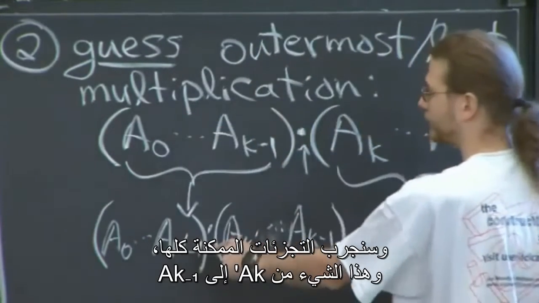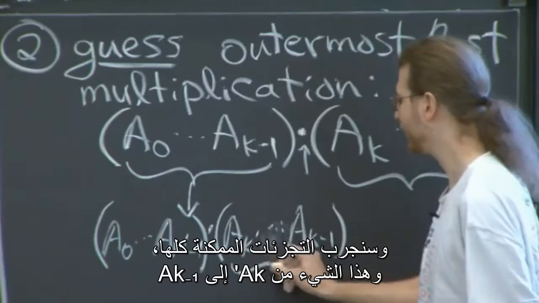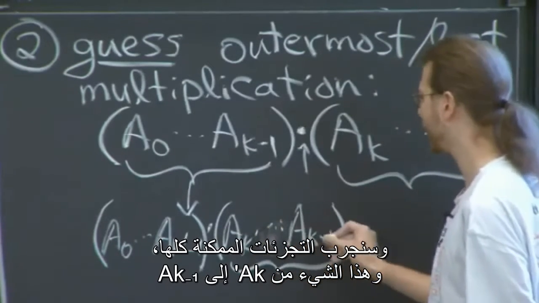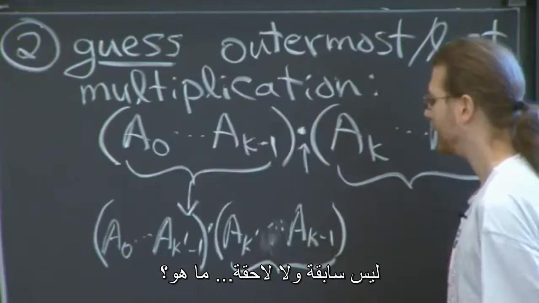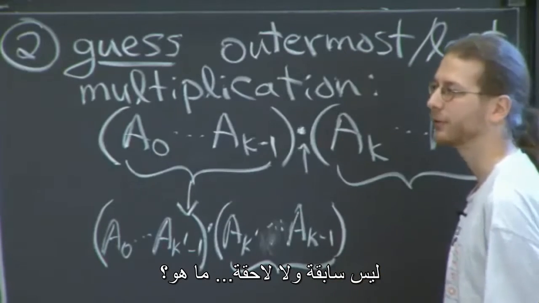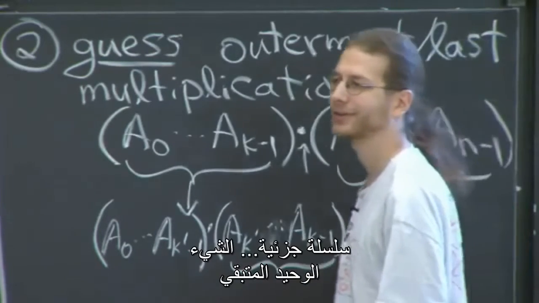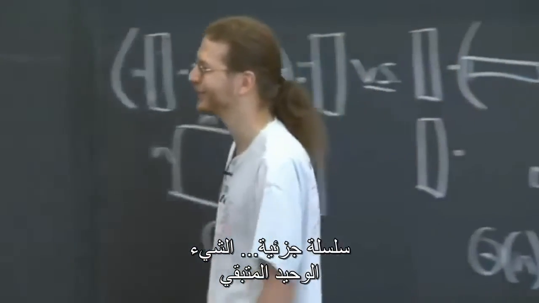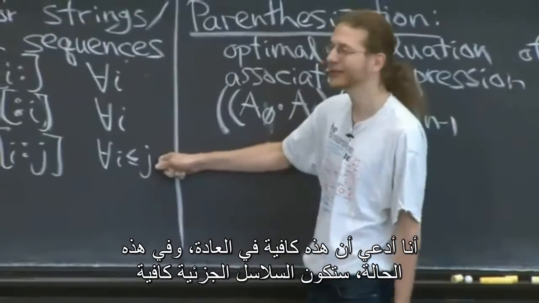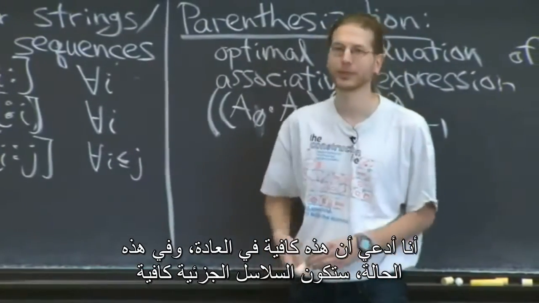Okay, we're going to consider all possible partitions. And this thing, from ak prime to ak minus 1, is not a prefix or a suffix. What is it? A substring. There's only one thing left. I claim these are usually enough. And in this case, substrings will be enough.